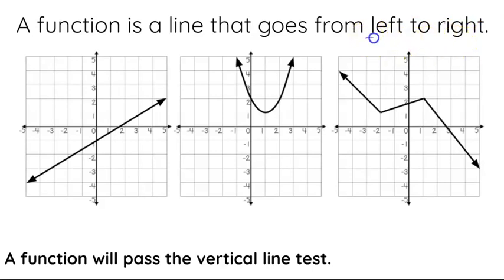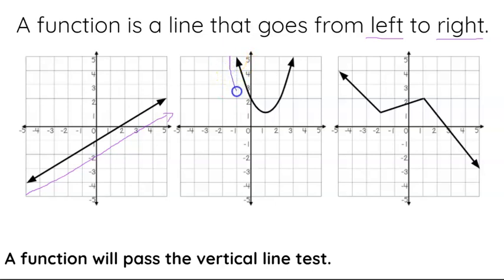Just like we read sentences and words from left to right, we also read graphs from left to right. So if we look at this, we start at the left, we go to the right, and it never changes direction. It doesn't start to go backwards. It doesn't move from right to left.